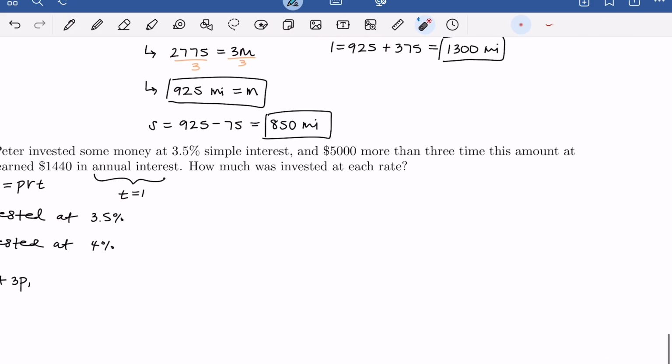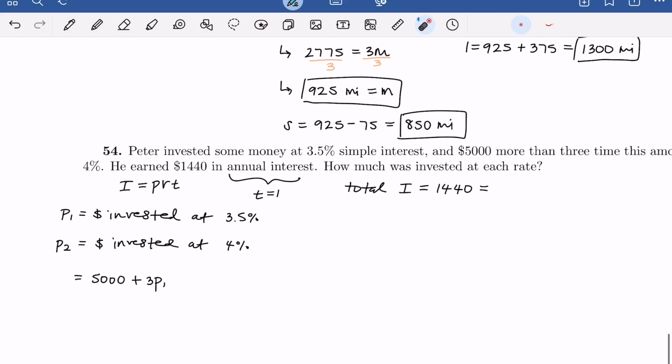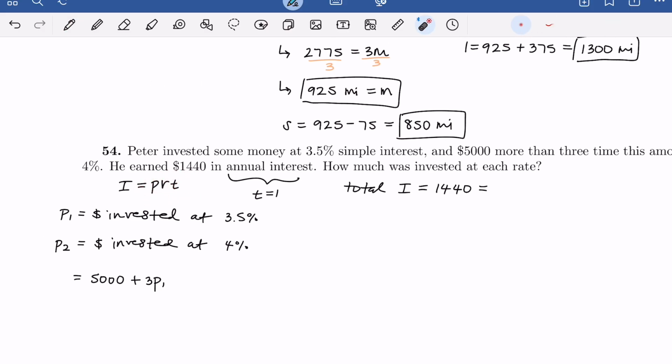So we know that our total interest is this 1440 here. So our total I for interest is going to be this 1440. And we know that this total amount is going to end up being the sum of our first principal times its rate times time plus our second principal times its rate times time. So we're going to have P1 times our rate times time plus P2 times our rate times time, just because we have two principal amounts.